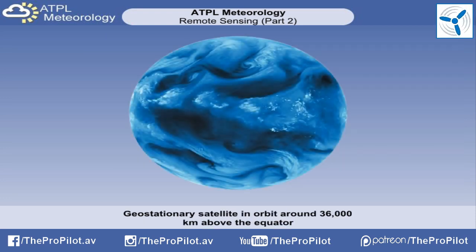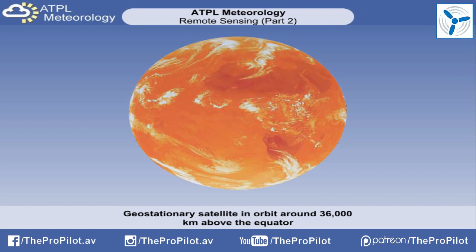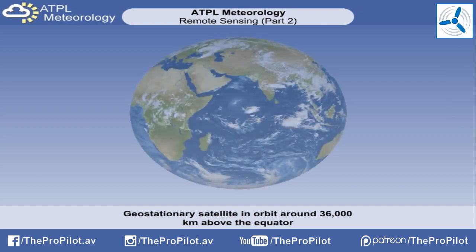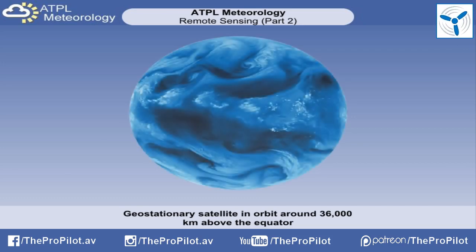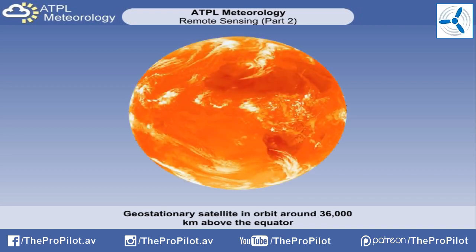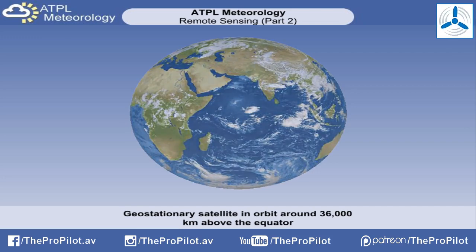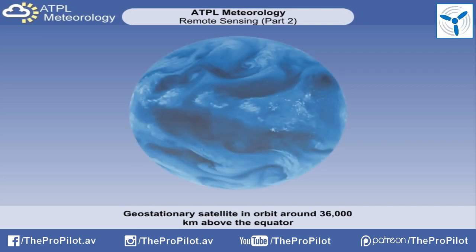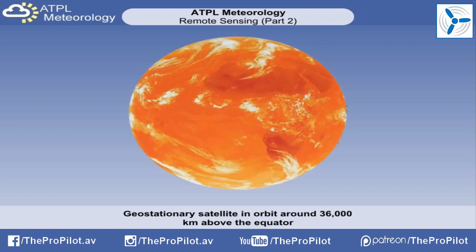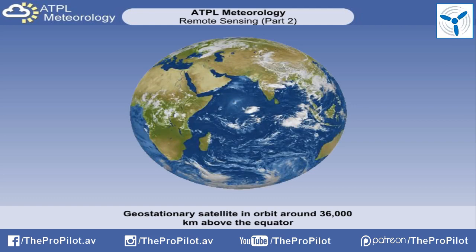The geostationary type are located around 36,000 kilometers above the equator and as a result maintain a fixed position relative to the Earth. The biggest advantage is that they have an excellent field of view, covering 1/3 of the Earth's surface. Also, a series of pictures taken from a geostationary satellite can be joined together in a movie loop to show development and movement of individual cloud features.